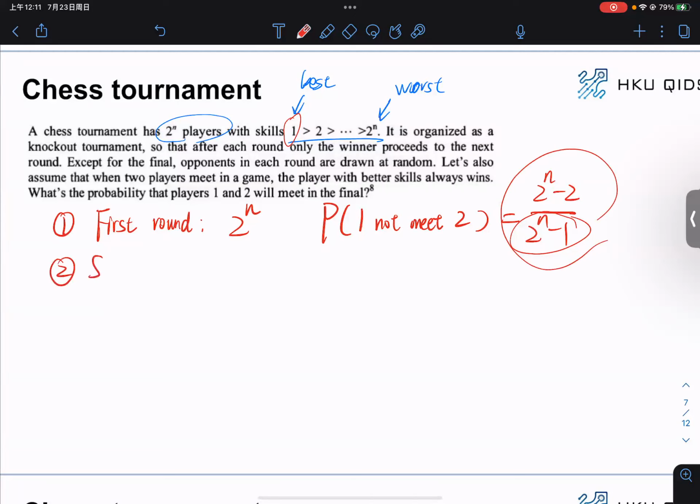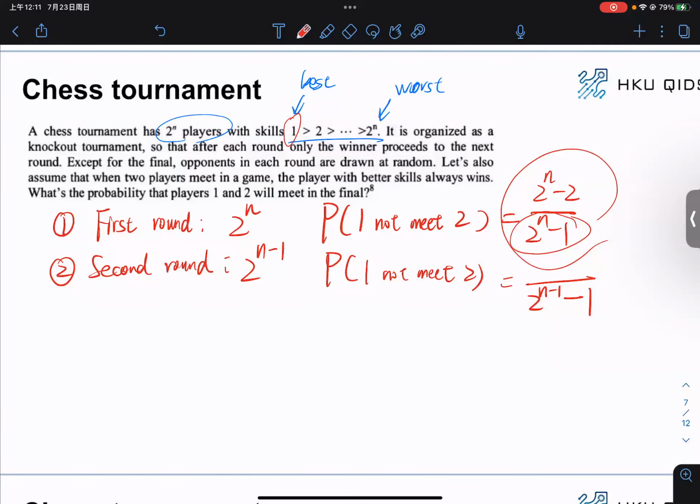And how about the second round? In the second round, there will be only 2^(n-1) people left, right? Half of them have dropped out. And so now the probability 1 does not meet 2 becomes: among the 2^(n-1) people, exclude the first player. So there should be 2^(n-1) minus 2 people, right? And you can see the trick here actually.